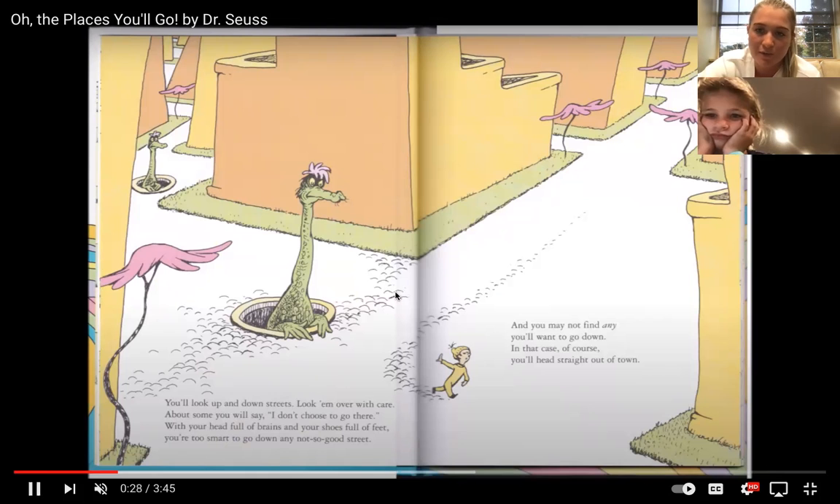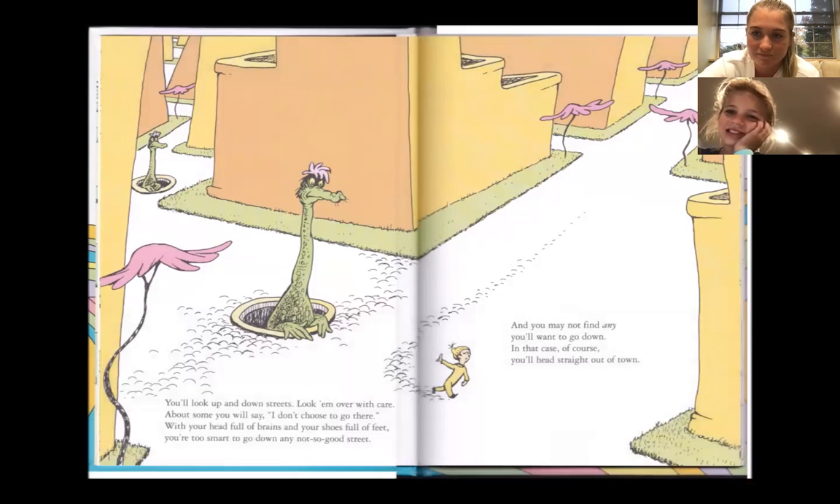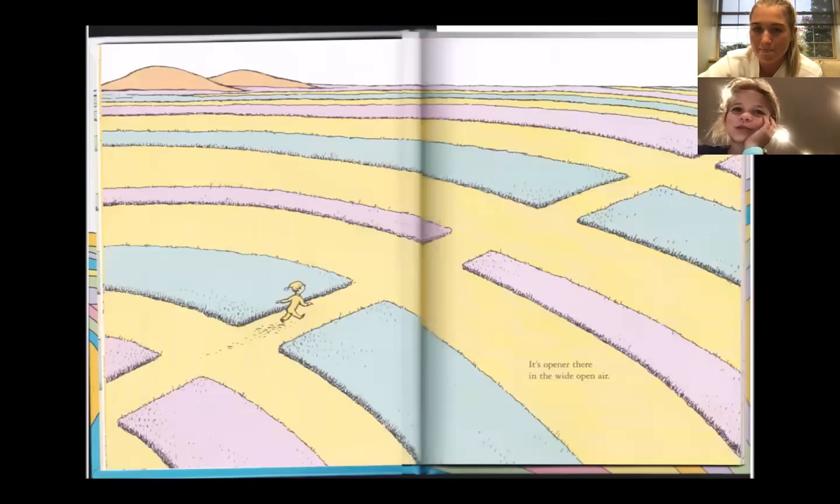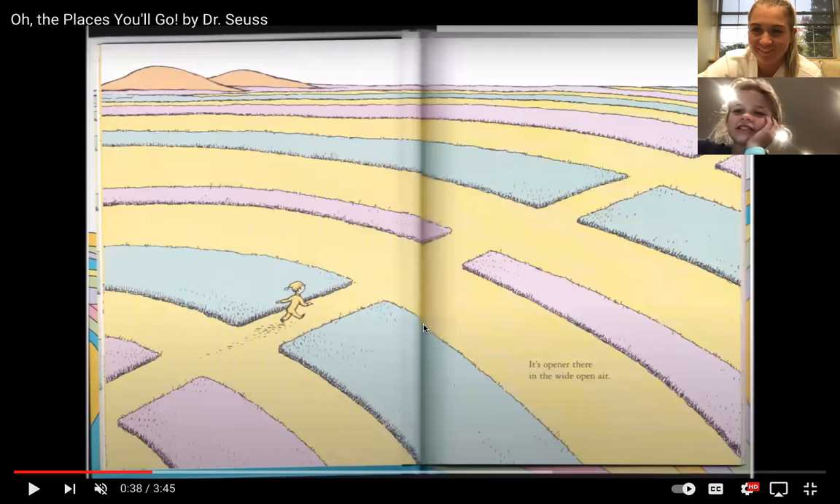What do you notice about the pictures? They're like... Oh, there's little guys in the streets, huh?